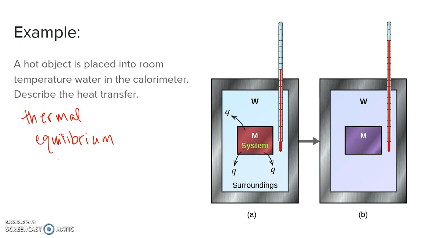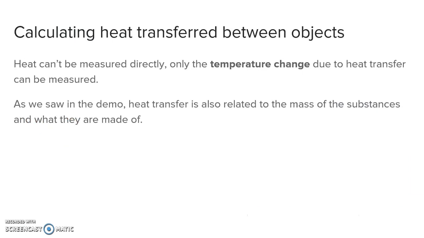So you can see that example of calorimetry, and we're going to be doing some of this practice in class in a lab, actually measuring all of the stuff that goes into this heat transfer. Now, when we do this lab, we can't actually measure heat directly. We can only measure the temperature change due to the heat transfer.